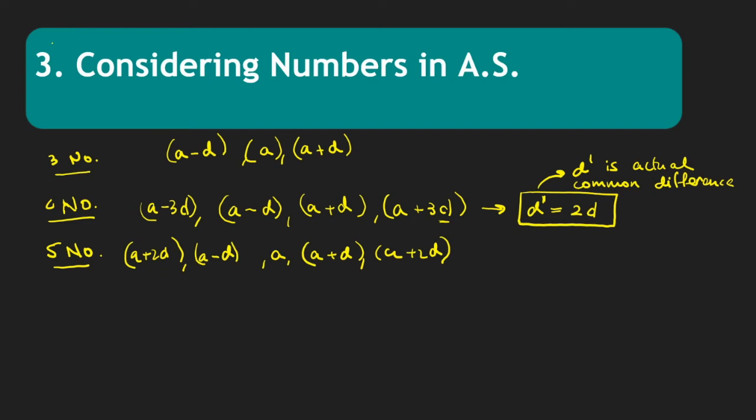But I doubt they would ever go that far, because that would make the question very lengthy. Examiners can check your conceptual knowledge just by giving you questions with three or four numbers. I don't think five numbers will ever arise in an IB paper. All right, so let's look at a question with respect to this property.